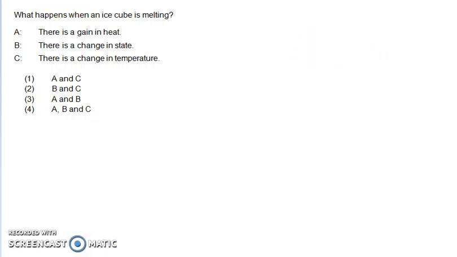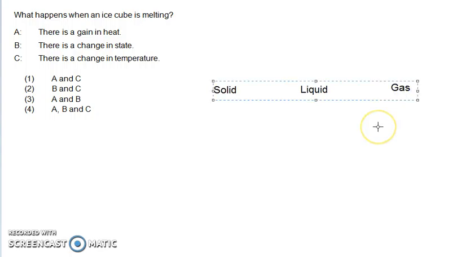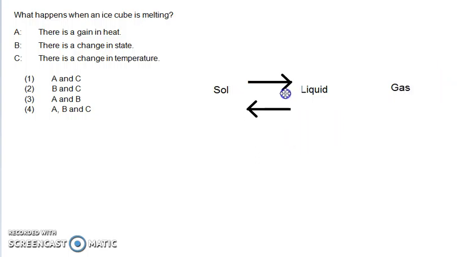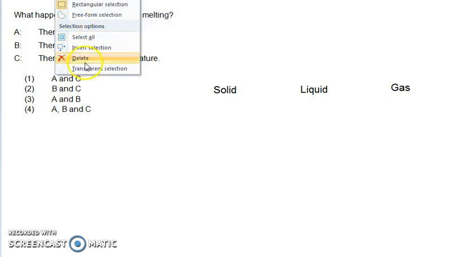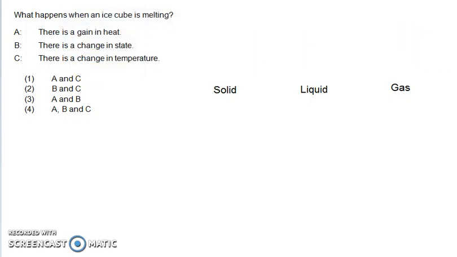There are three states of matter. Can you figure out what they are? Can you remember? Okay, in case you can't, I have it here. There are three states of matter: solid, liquid and gas. Now we all know that solid can become liquid, right? And that process is called... when solid becomes liquid, we call that melting, and when liquid becomes solid, we call it freezing.